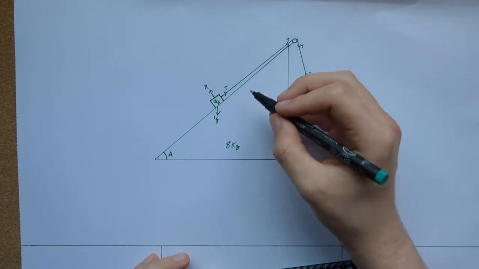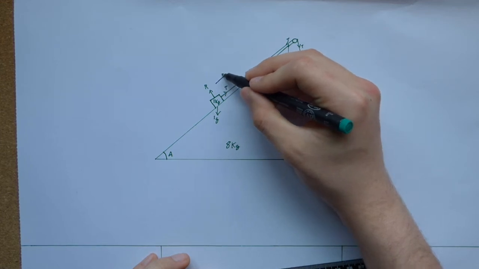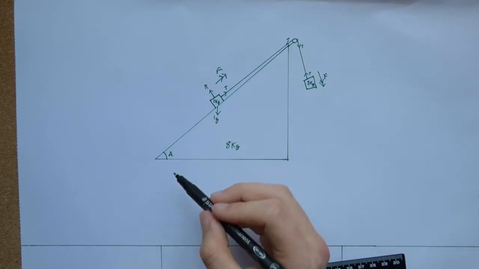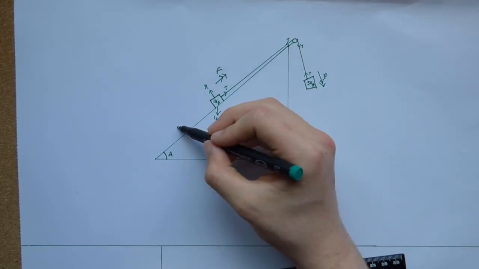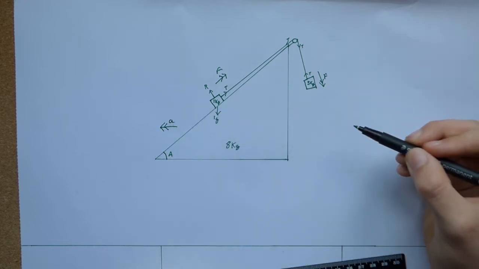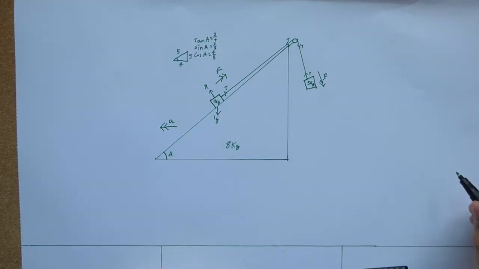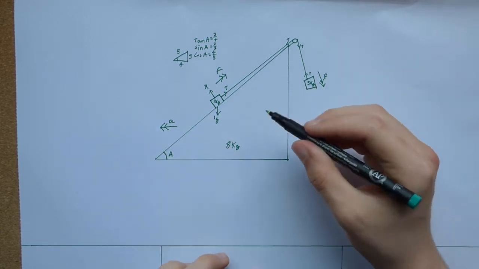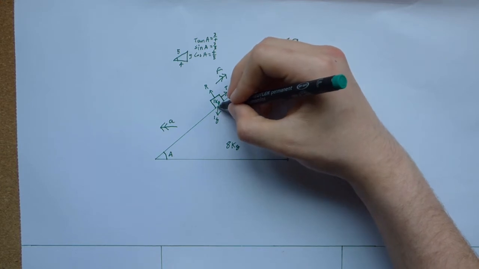So the 5 kilogram mass is accelerating down with acceleration f at that angle there, and then the 1 is accelerating up at the same acceleration because they're attached by the same string, and the whole body is moving to the left with acceleration a. So I've just written up there a diagram of tan A is equal to 3 over 4, so sine A is 3 over 5 and cos A is 4 over 5.